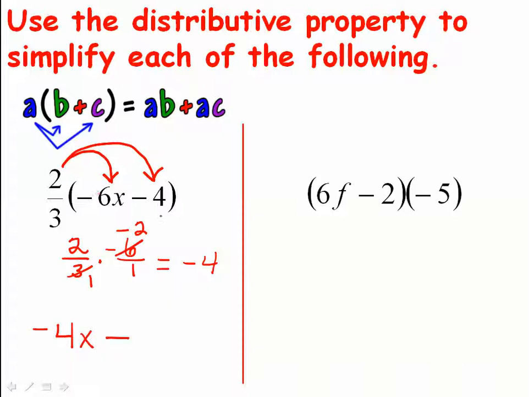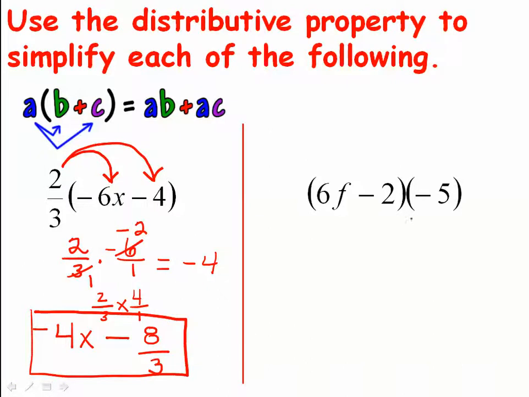Minus, and now we take 2/3 times 4 over 1, which leaves my answer to be 8/3. And this would be my final answer in that problem.